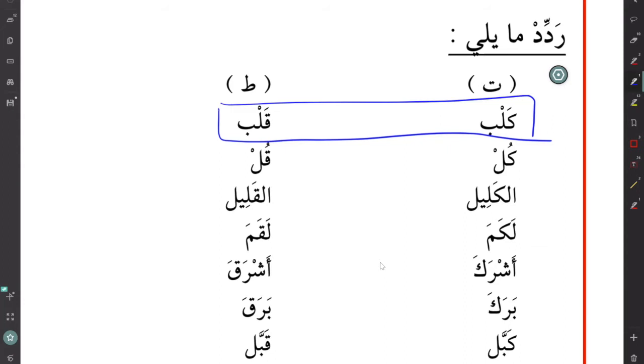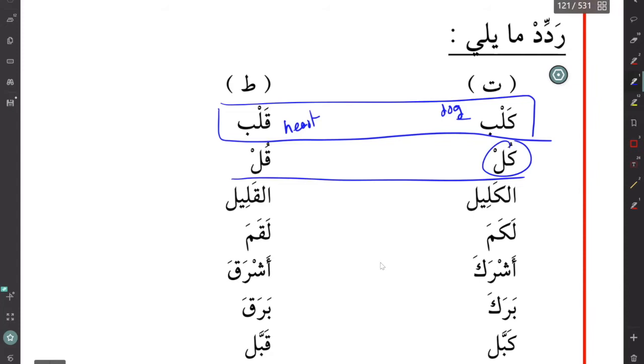You want to say something, and if you're not pronouncing it properly, you might mean something else, right? Qalb is heart, and kalb is dog. Now you can see how big a difference it is. And here's another one. For example, kul. Kul is a command verb to say eat. Eat. So it's a command. And qul here is to say. So which is it? Am I supposed to eat or am I supposed to say something? It all depends on how you pronounce the word, right?